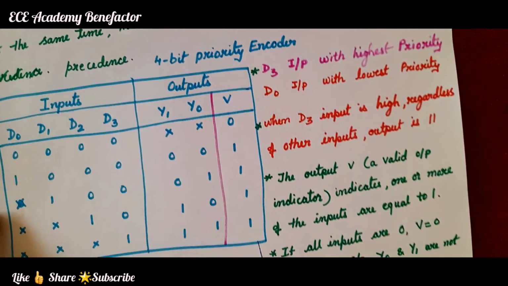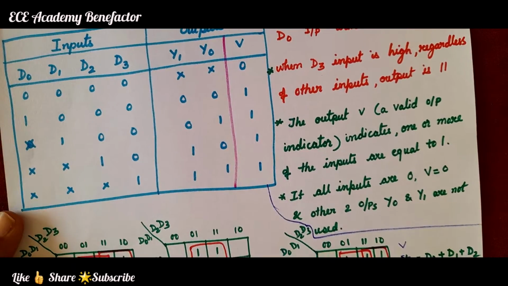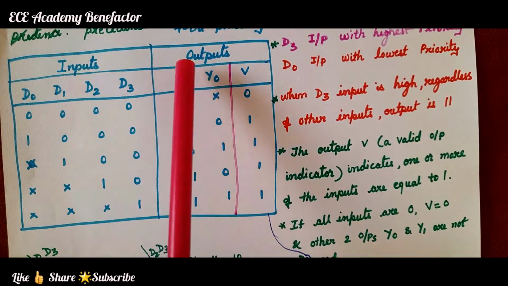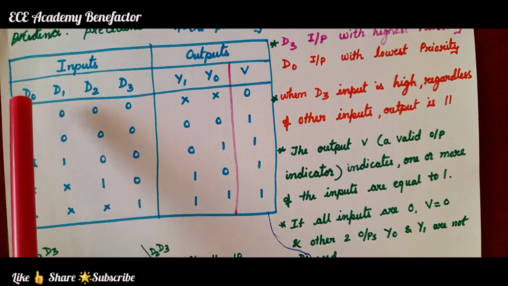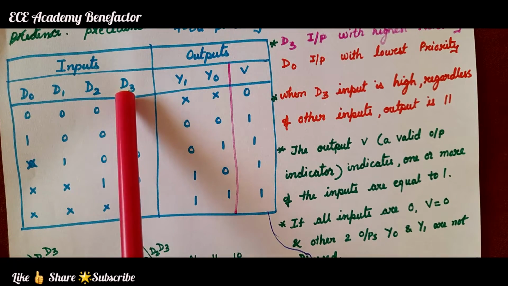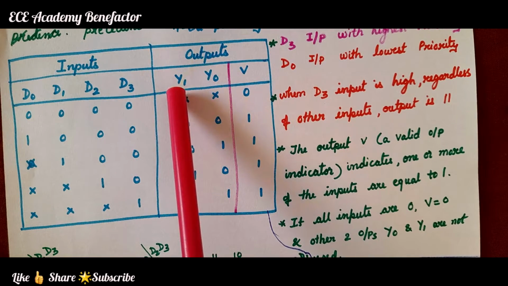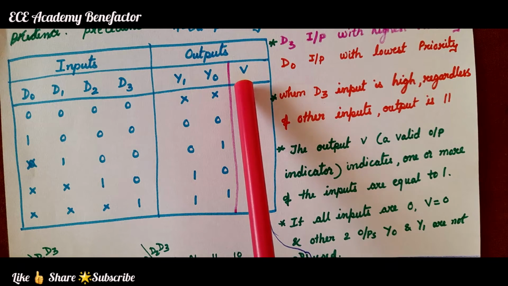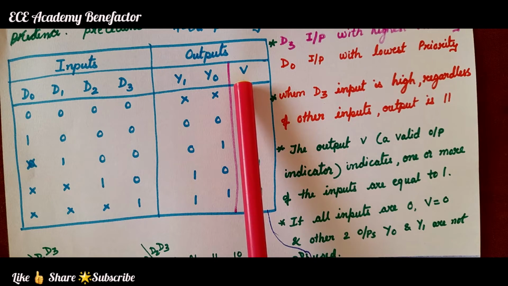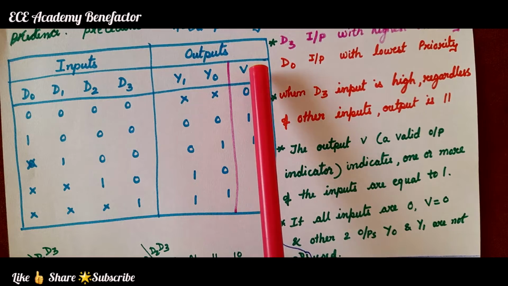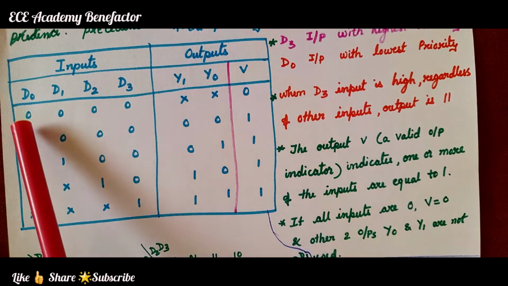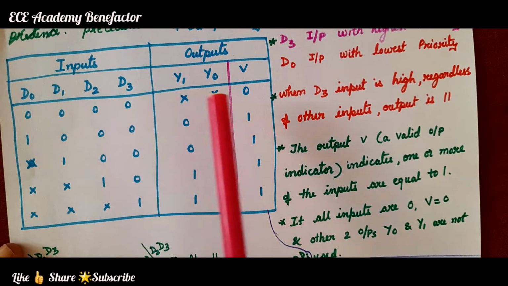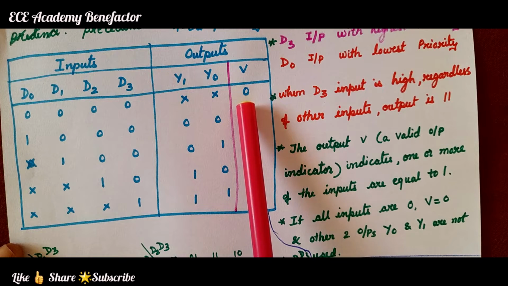Let us start with the truth table of the priority encoder. Here we are having the truth table having inputs and outputs. Inputs are 4, D0, D1, D2, D3. Outputs are Y1, Y0 and V is the valid output. This valid output V is equal to 1 means that at least one of the inputs is high. If all the inputs are zeros, it will be set to 0.